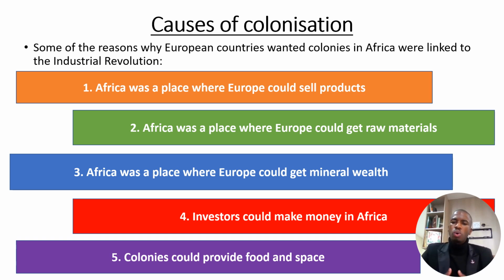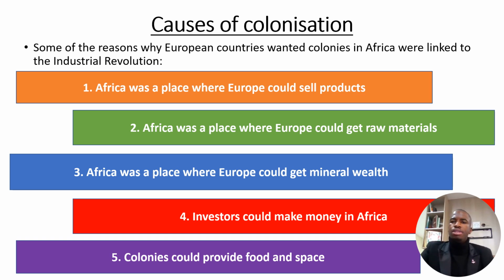Therefore, this also meant that Africa could provide food and space for European countries. Now, when we speak of colonies, we speak of Africa as divided into different countries and so forth, and seen as colonies. The colonies, which are the countries in Africa, could provide food and space for European traders and so forth.